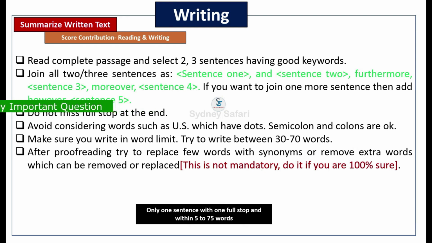After proofreading, try to replace a few words with synonyms or remove extra words which can be removed or replaced. This is not mandatory, but do it if you are 100% sure. If you think you don't have time, then leave it. Just join the sentences. And one more thing: if you selected a first sentence and there is already an end or and as part of it, then there is no need to use and. You can start with furthermore. Similarly, if furthermore is already there, of course you should not use furthermore again. You should use moreover.